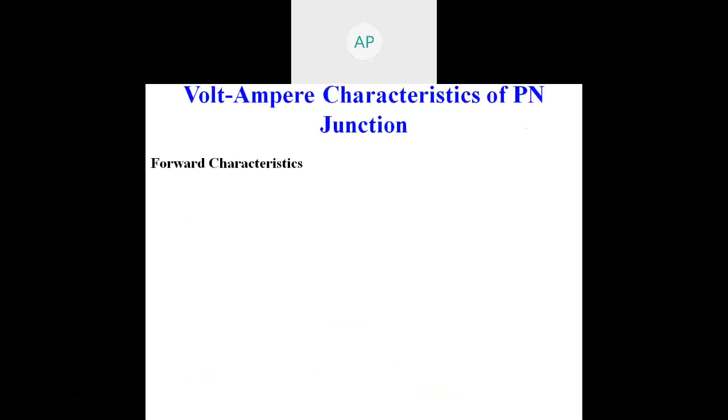Now, what is the next topic, the volt-ampere characteristic of a PN junction? The diode can be used in forward bias or reverse bias. For forward bias, the positive terminal of a battery is connected to the P side and the negative terminal of the battery is connected to the N side. It's called forward bias.